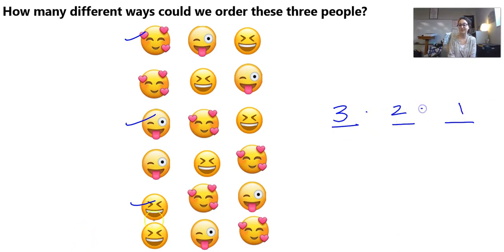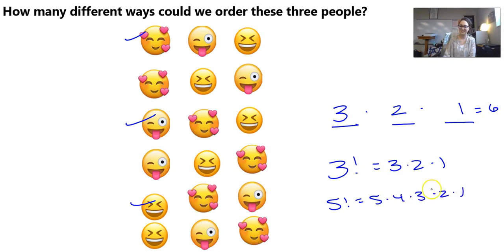And if I multiply all these together, it's called the counting principle, 3 times 2 times 1, I get 6. Another way we write 3 times 2 times 1 is called 3 factorial. So look, it's an exclamation point, but in math it's called a factorial, and this is 3 times 2 times 1. 5 factorial would be 5 times 4 times 3 times 2 times 1.